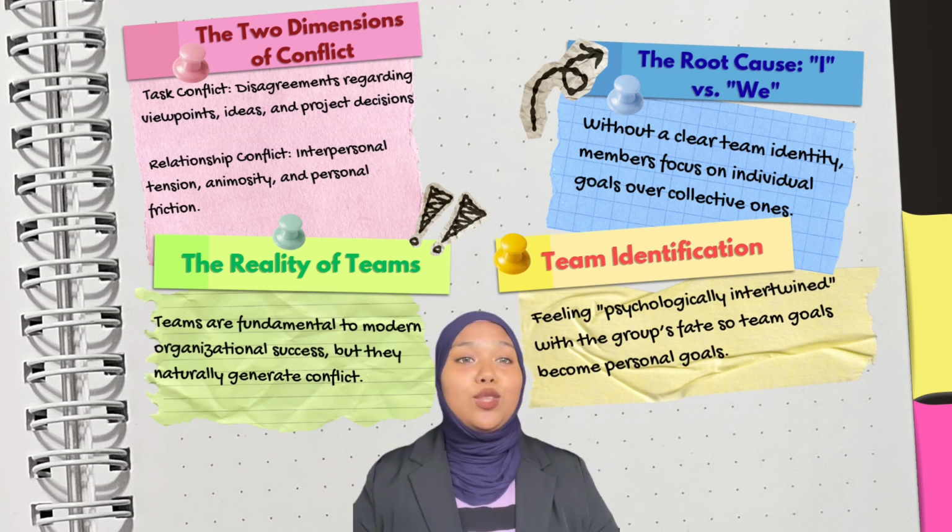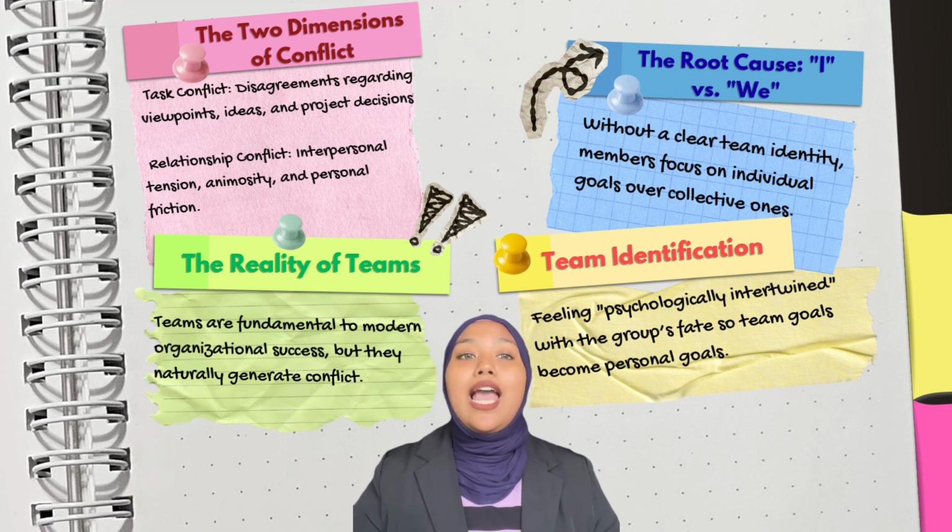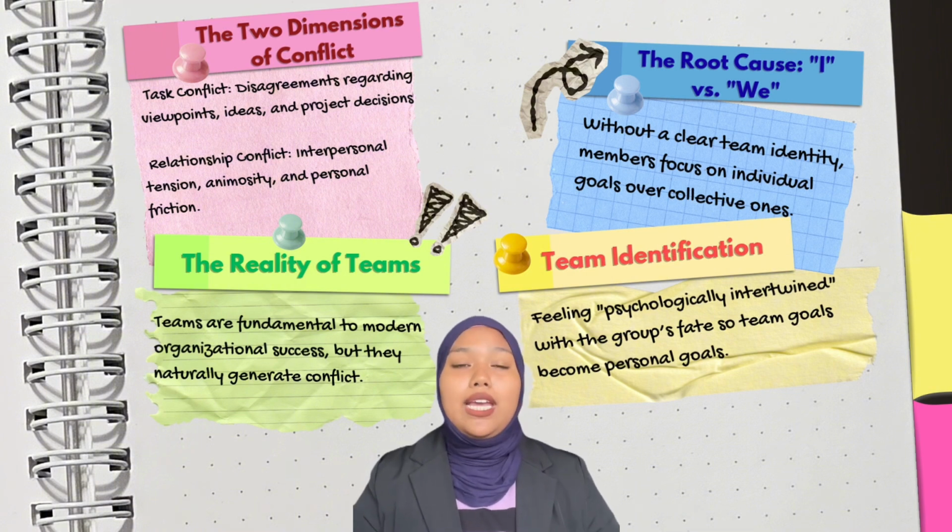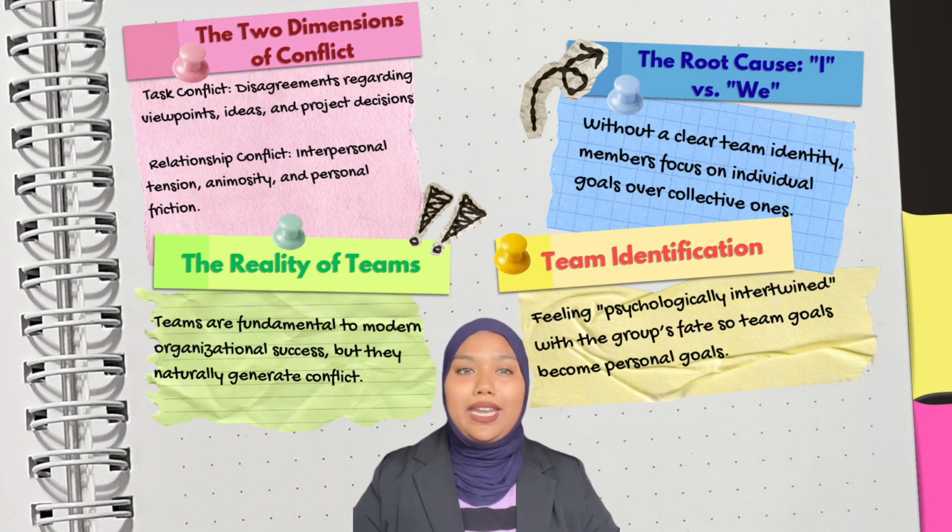While teams are fundamental to the success of any modern organization, they naturally bring friction. This conflict typically divides into two main aspects. The first is task conflict, which involves disagreements over viewpoints and project ideas. And then we have relationship conflicts, which stem from interpersonal tension and also personal animosity.